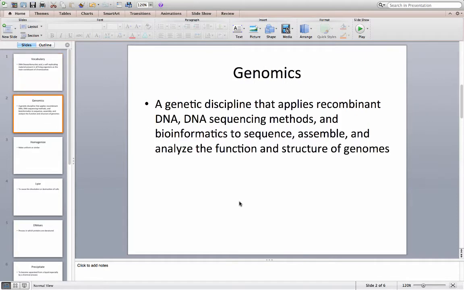Next we have genomics, which is the study of DNA, looking at DNA sequences, looking at how DNA is set up, triggers in DNA, and things like that.